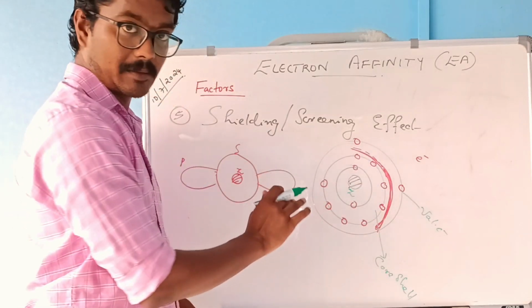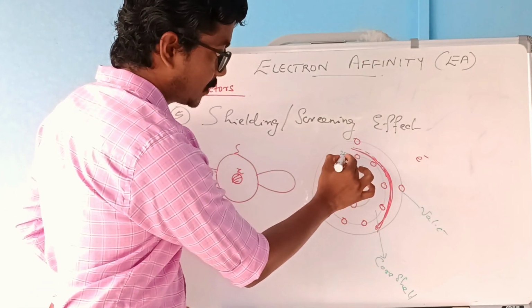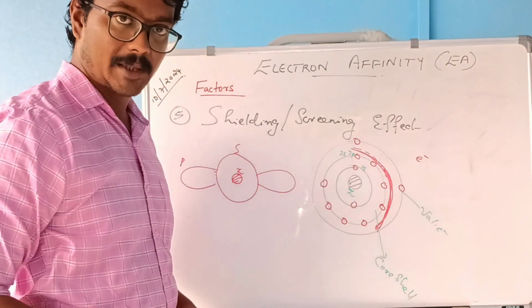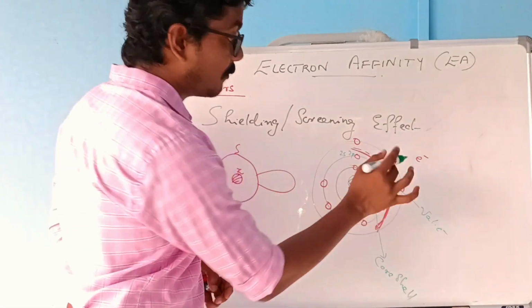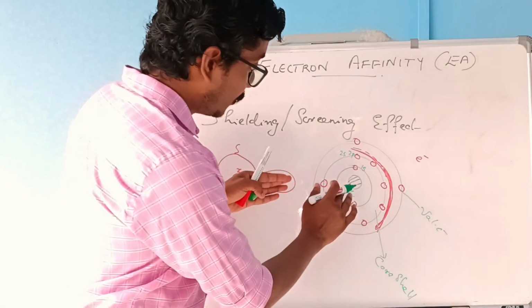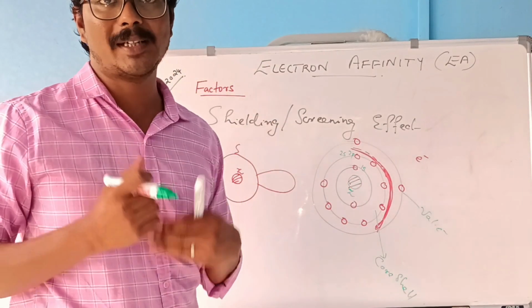This is the core shell. We can say that this is 1s, and this is 2s and 2p. Let's take it as an example. These two are the valence electrons. The nuclear charge will attract the valence electron towards itself.